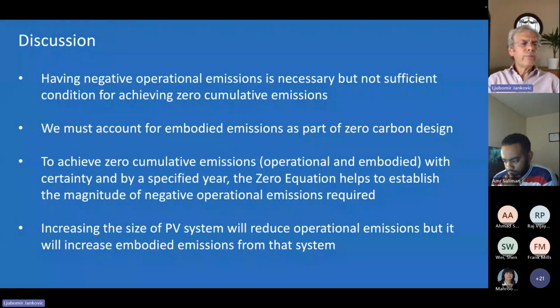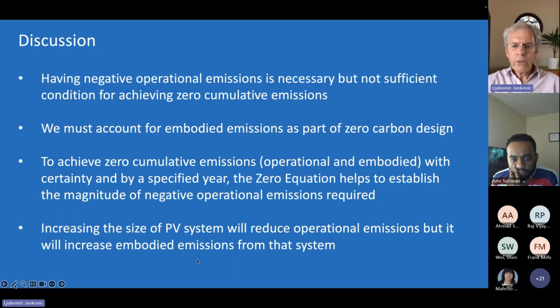Okay, discussion. We are getting near the end. Having negative operational emissions is a necessary but not sufficient condition for achieving zero cumulative emissions. We must account for embodied emissions as part of zero carbon design. And to achieve zero cumulative emissions, operational and embodied, with certainty and by a specified year, the zero equation helps to establish the magnitude of negative operational emissions required.